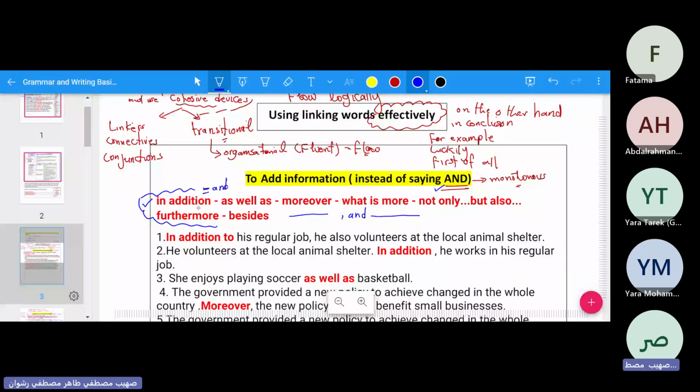Number one, the word in addition. Can anybody give me an example of in addition? Bear in consideration that all of them give the same meaning as and. So simply you can take a sentence with and, delete and, and use one of these connectives. Okay, so let's take an example. Let's write an example here.